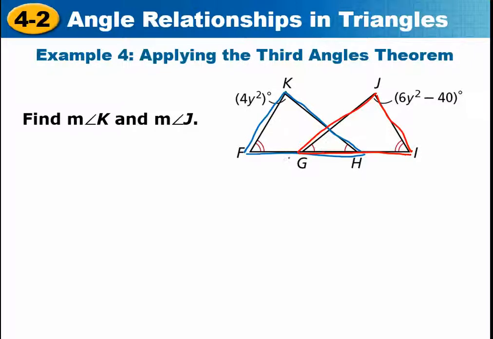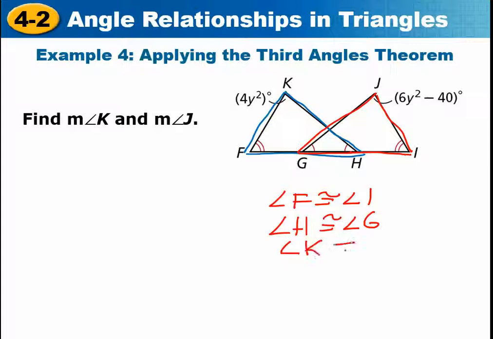So in the blue triangle, we are given that angle F is marked with 2 angle marks, and so is angle I. So angle F is congruent to angle I. And we also have that angle H in our blue triangle will be congruent to angle G. And I know that because they're both marked with 1 angle mark, which means then, using the third angle theorem, that angle K must be congruent to angle J. And if that's true, I can say that their two expressions are also going to be equal to each other.